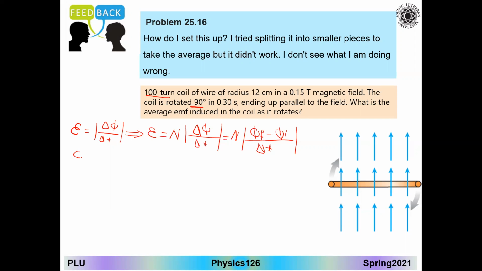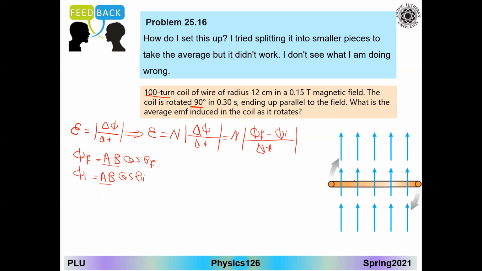Now regarding phi i and phi f, here is the formula. We have A times B times cosine theta, called theta f, and phi initial is A times B times cosine theta i. So A and B, the area and magnetic field, are the same. The only thing I need to figure out is my theta f and theta i.